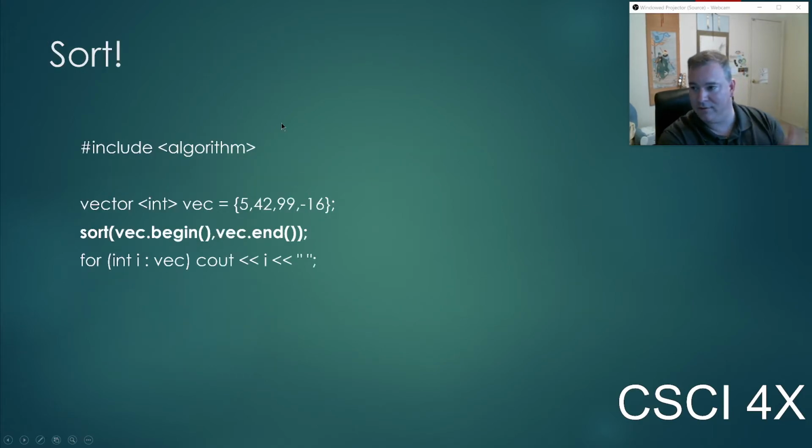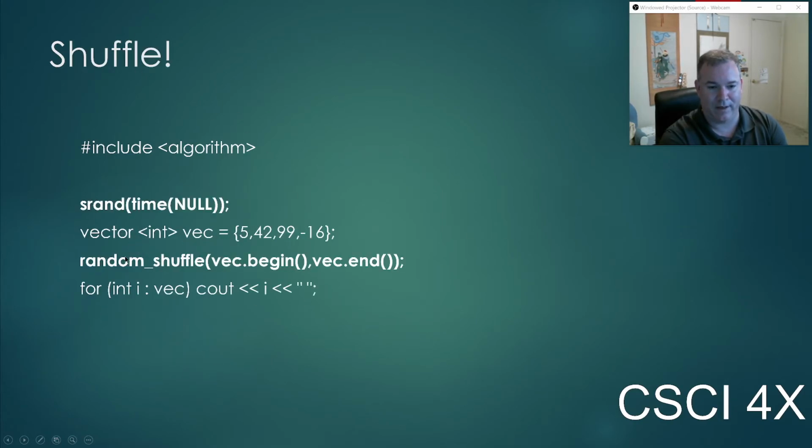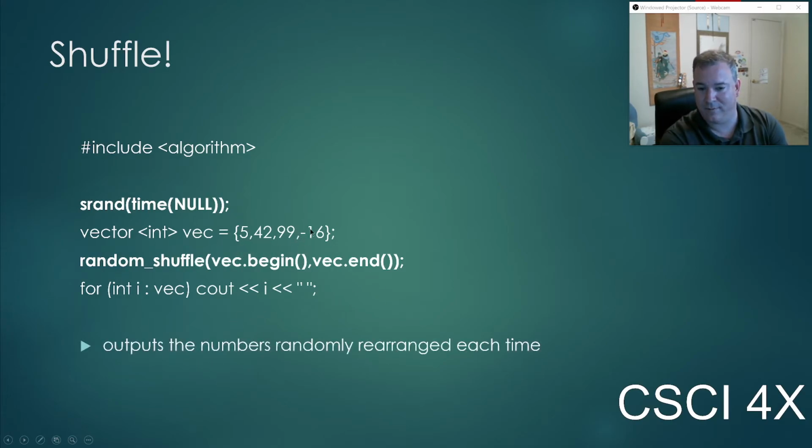Okay, so what kinds of things are out there? Sort from the beginning to the end, done. Shuffle. Random shuffle is deprecated, by the way. Shuffle is preferred. Either way, random shuffle will randomly shuffle these numbers. And you can shuffle the first half or the second half, whatever, just by using vec.begin plus 3, whatever. You can pick a range to shuffle.